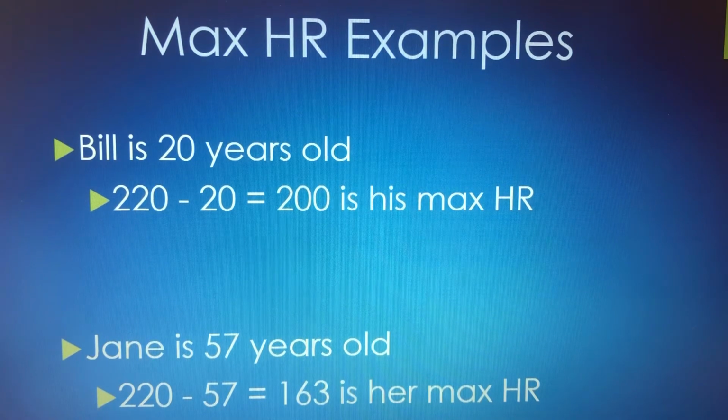Bill is 20 years old, and so if we use the max heart rate formula of 220 minus your age, it's going to be 220 minus 20, and his max heart rate is going to be 200. If we have Jane, who's 57 years old, we would do 220 minus her age of 57, and that's going to give us 163, which would be her max heart rate. So as you can see, your max heart rate is going to go down the older you get.